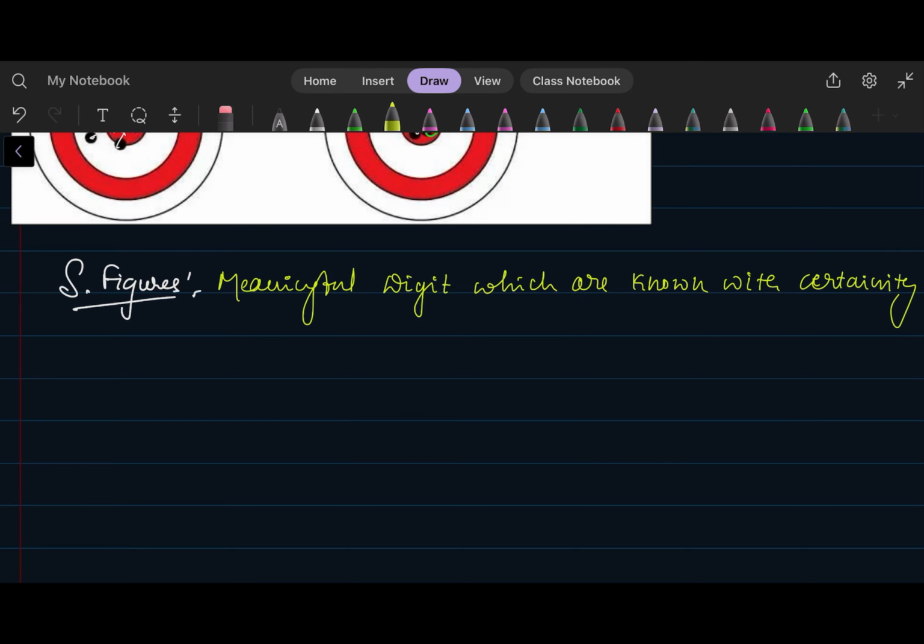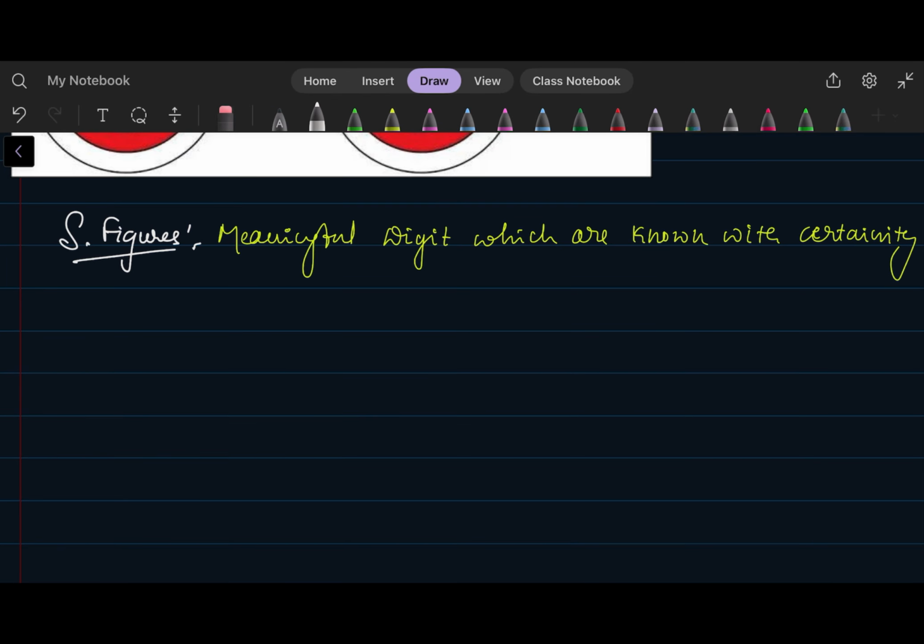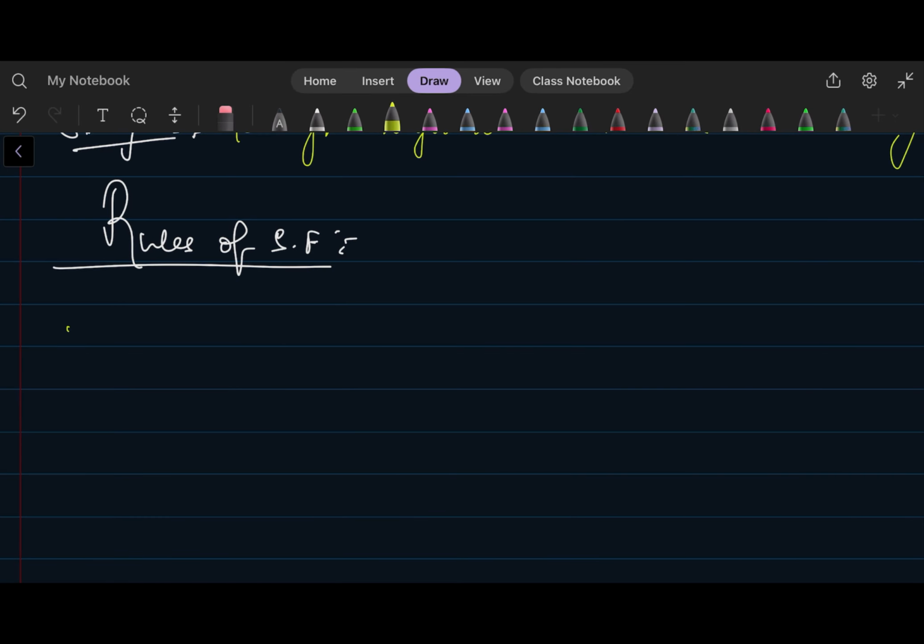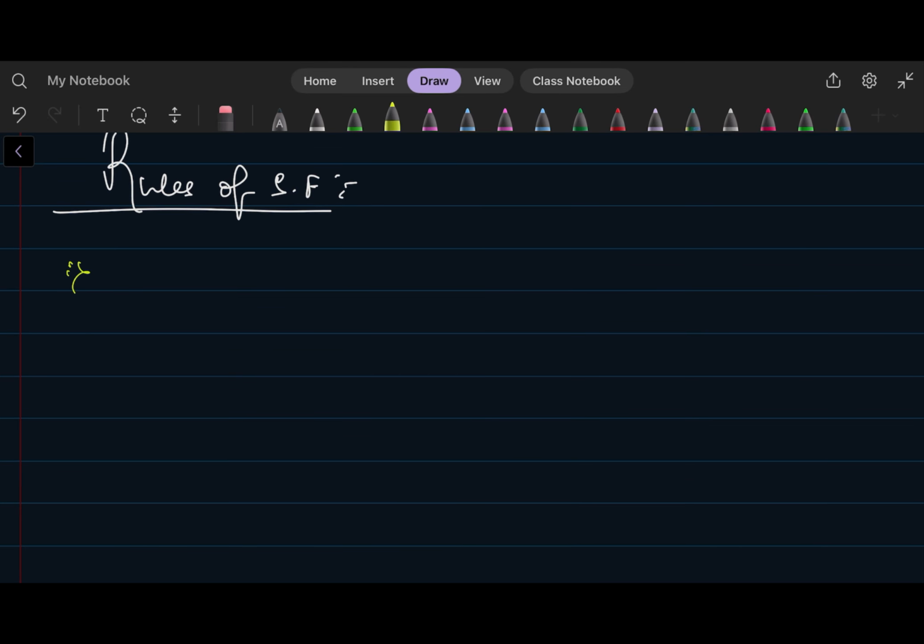This is the definition of significant figure. There are also some rules of significant figures. How do we find out the significant figures? Some 5 rules are there. Just see them one by one. How to determine the significant figures in a measured quantity?